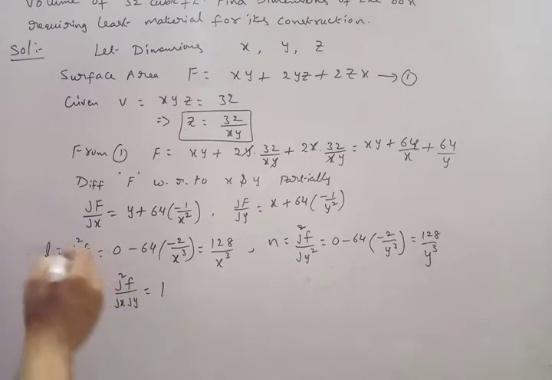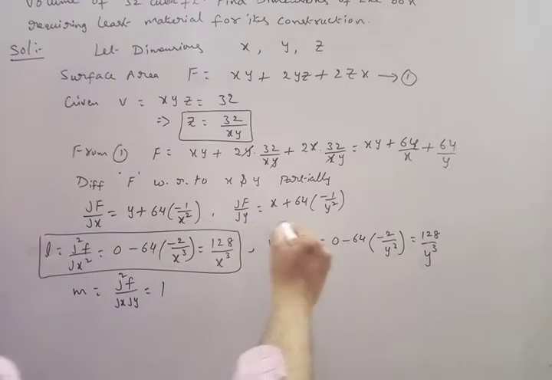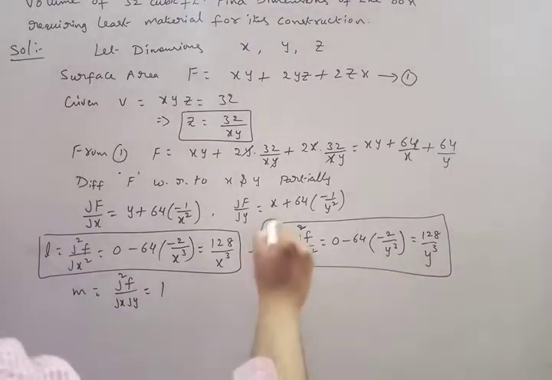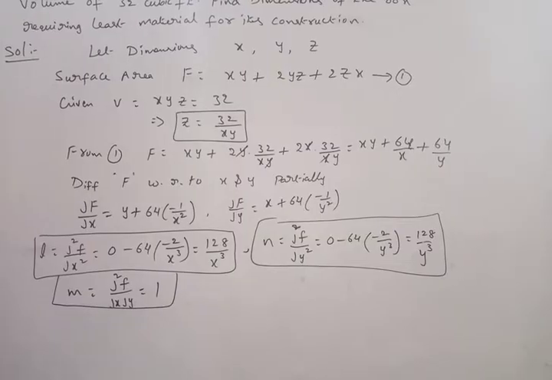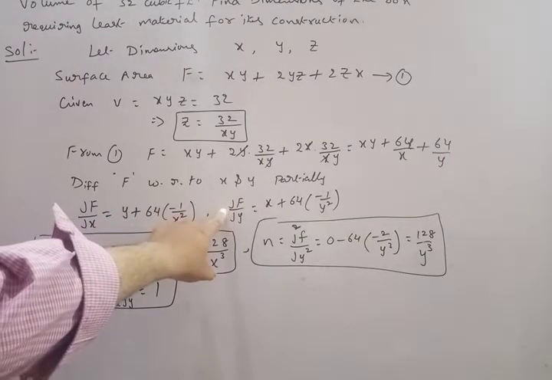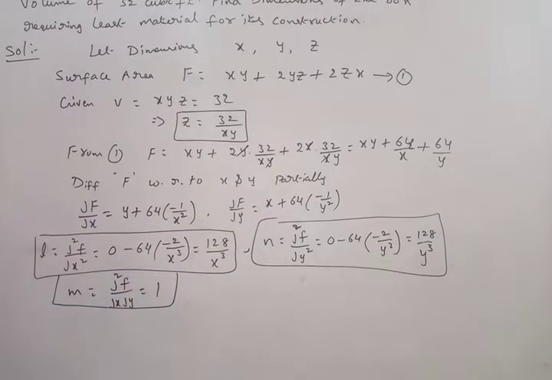So I got the value of L, correct? I got the value of L and I got the value of N, right? Now I got the value of M, right? Now what do you have to find? You need to find the values of x and y. So how to calculate x and y? For x and y, you need to equate ∂f/∂x and ∂f/∂y to 0.